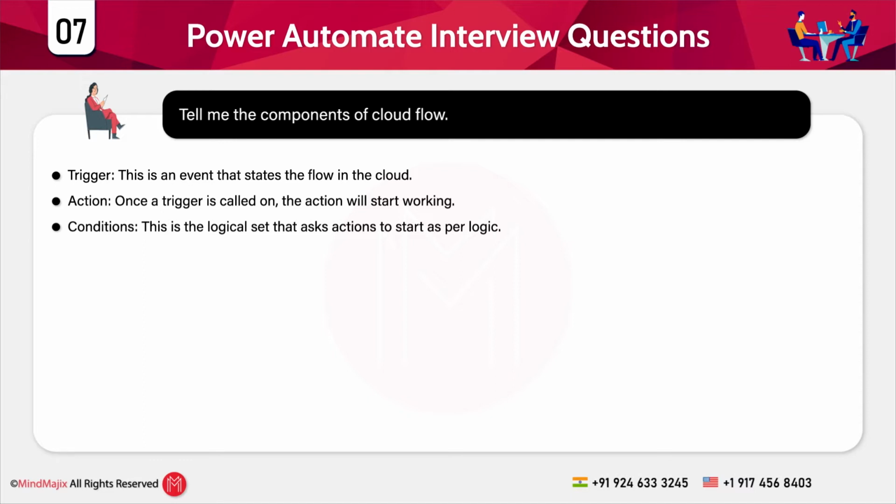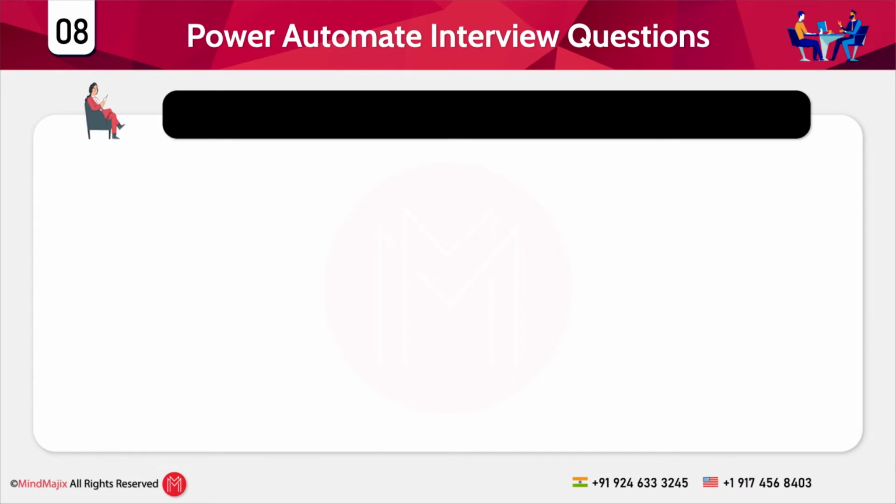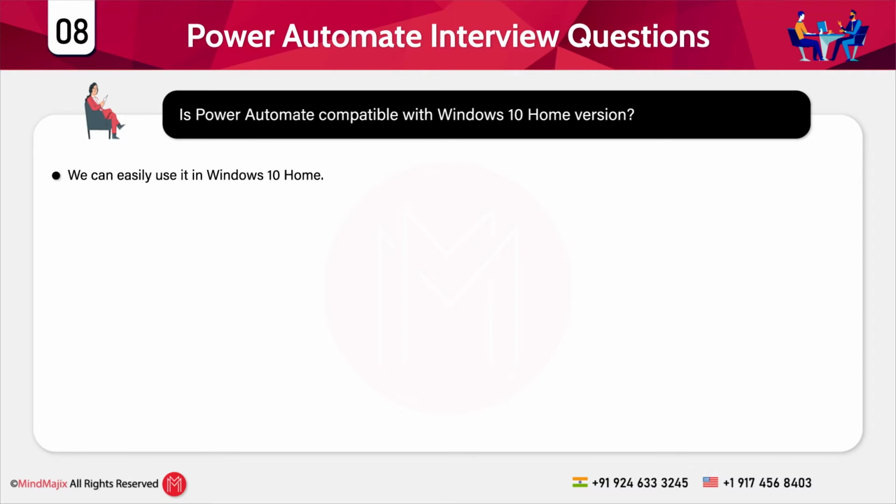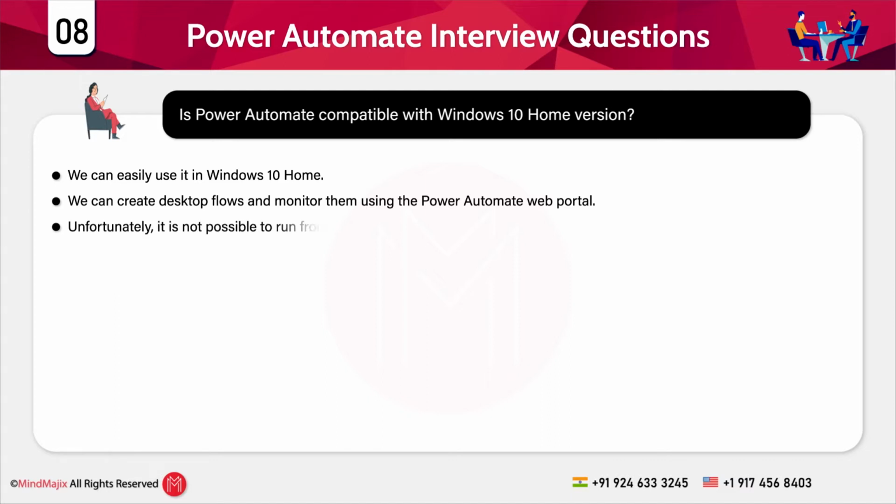So these are the different components in the Cloudflow. The next question is, is Power Automate compatible with Windows 10 Home version? Okay. So we can easily use it in Windows 10 Home version, and we can create desktop flows and monitor them using the Power Automate web portal, but it cannot be run from the cloud.